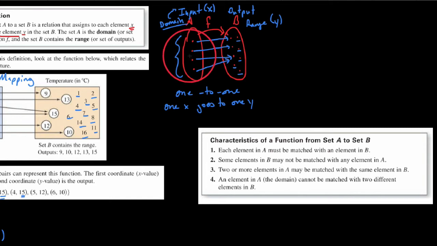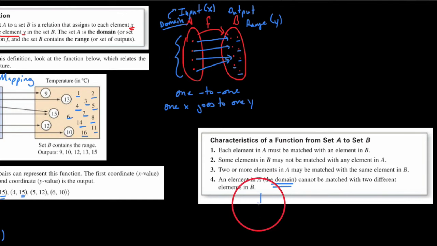And so an example of this would be like right here. We could see that 2 elements in A actually went to the same element in B, which is not an issue whatsoever. But number 4 here basically states the problem would be that an element in A, or in the domain, cannot be matched with 2 different elements in B.